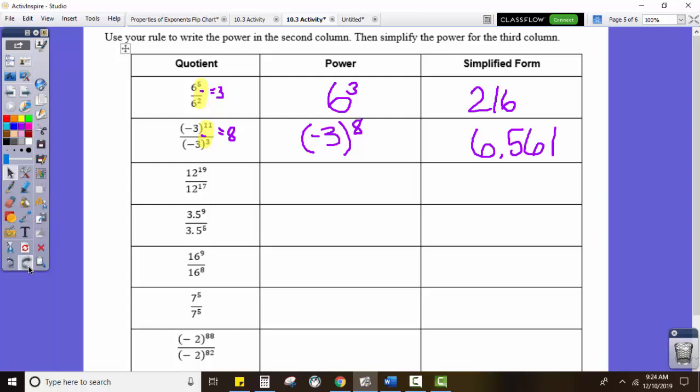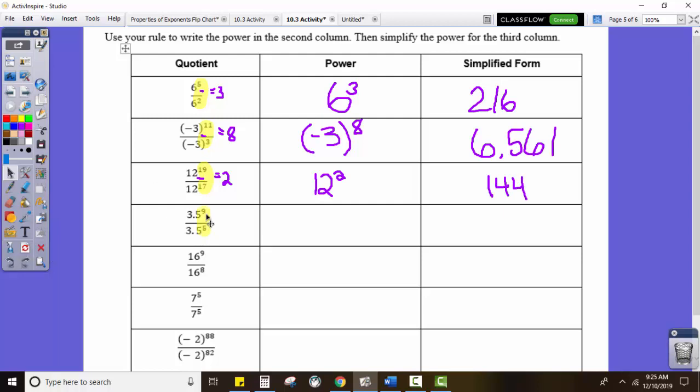Next one, 12 to the 19th divided by 12 to the 17th. So remember, subtract the exponents. 19 take away 17 is 2. So that would be 12 to the 2nd. And we know 12 times 12 is 144.